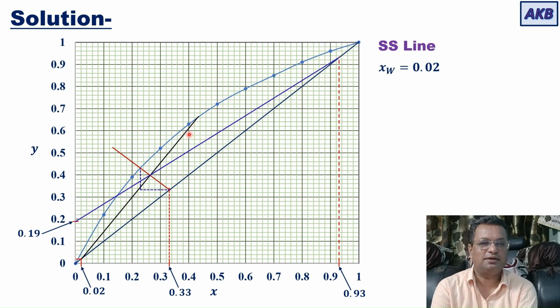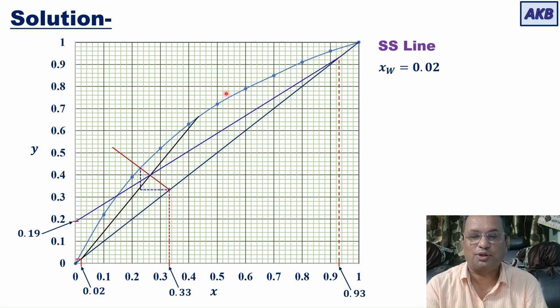So this black color line is the stripping section line. This blue line is the rectifying section line. And this, you can say brown line, is the feed line or the Q line. Okay, now we are ready with the basic structure. Now we will be plotting the number of stages. We will plot the stages.